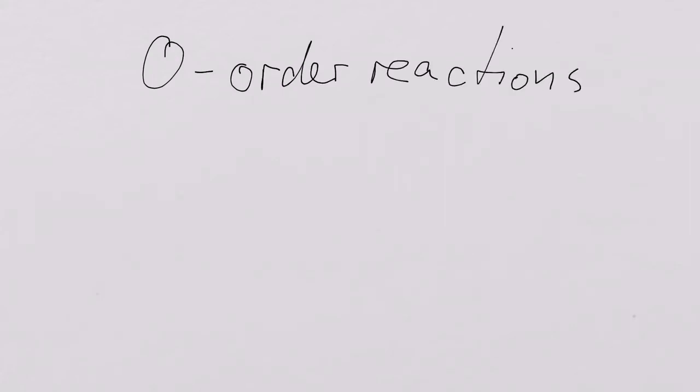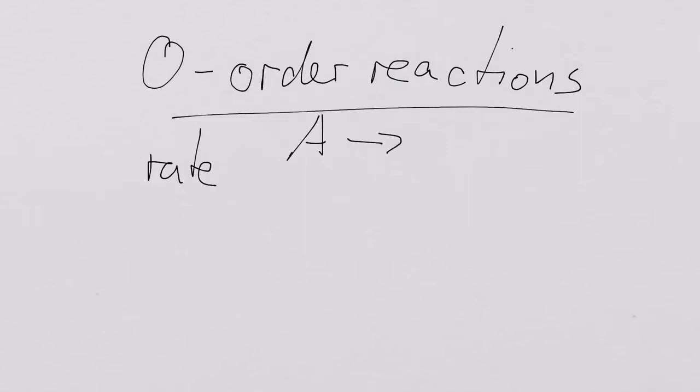Zero-order reactions. In a zero-order reaction, the characteristic is that we have a rate. So we might have a reaction where A is consumed, and this rate equals simply minus K, because it's consumed and the consumption is constant. This K is the rate constant.